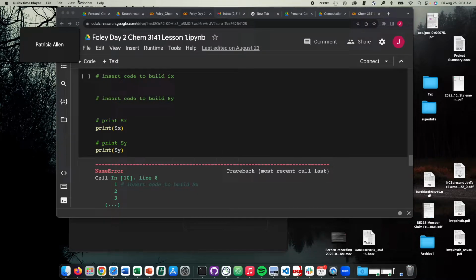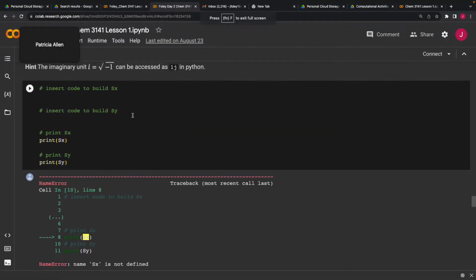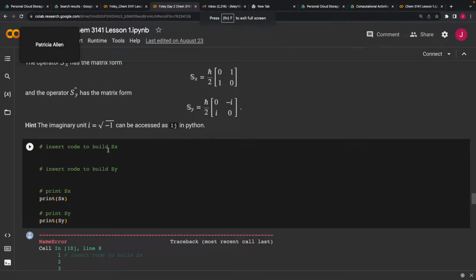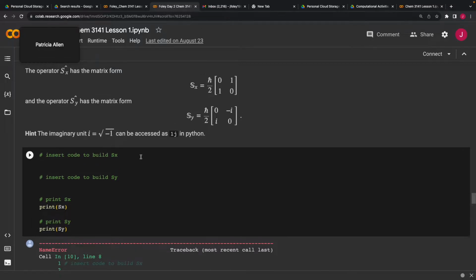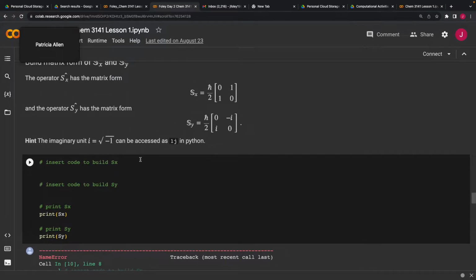Okay, I think we're back. All right. So we've already built the matrix SZ. So let's go ahead and build the matrix SX.